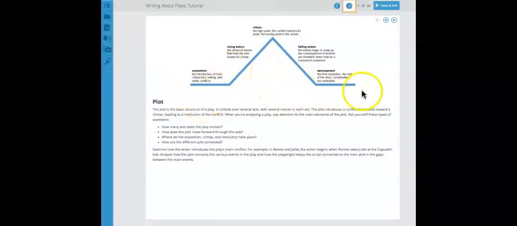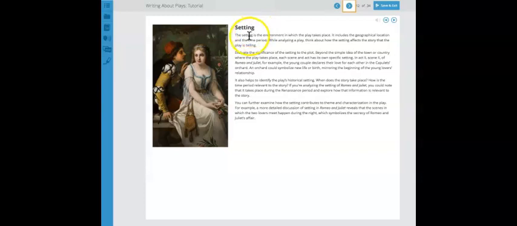Here's the plot, okay? So again, there are some specific questions right down here that tell you how you're supposed to analyze a play. Pay attention to the main elements of the plot. Ask yourself these types of questions. Here's the setting. The setting is the environment. And again, evaluate the significance of the setting to the plot. These are important pieces of information that need to go in your answer. And slide 12 was where we needed to stop.